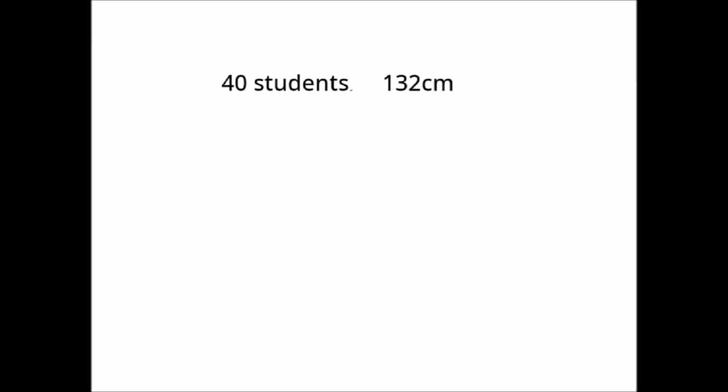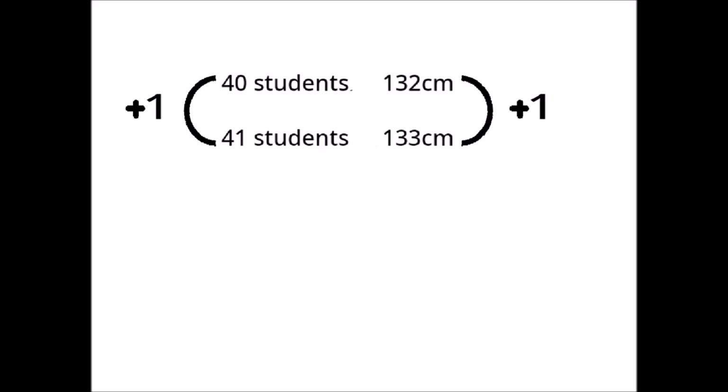First, we write the old number of students on the top left: 40 students. Then we write the old average value of 132 centimeters on the top right. Next, we write the new number of students on the bottom left: 41 students. Then write the new average of 133 centimeters on the bottom right. The difference on the left side is plus 1. The difference on the right side is plus 1.